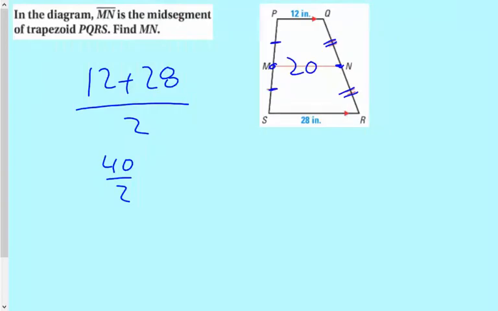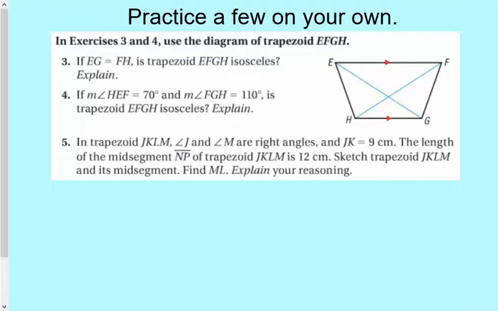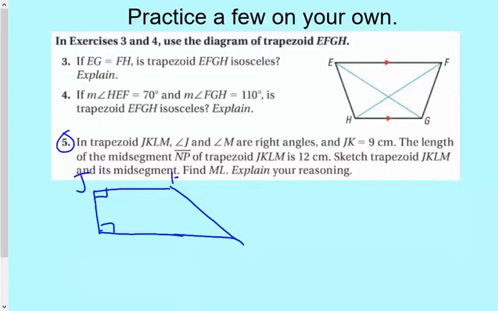And then I want to show you guys a question. Actually, can I put it on here? Yes, number 5. I'm going to do number 5 before I do 3 and 4. We have trapezoid JKLM, J and M are right angles. JK is 9, the length of the midsegment is 12, sketch the trapezoid and its midsegment, find ML. This is kind of a tricky drawing to draw. It's very unique. These have to be right angles, J and M. So it goes J, K, L, M like that, where J and M are both right angles. So that's kind of a unique problem.